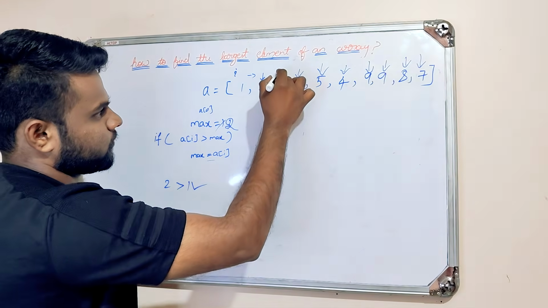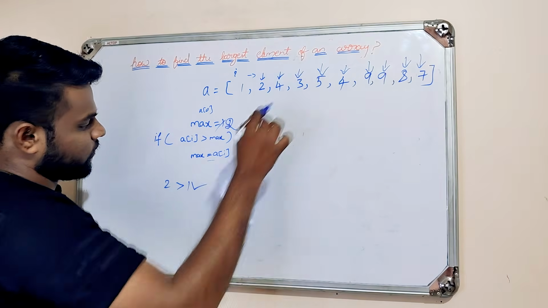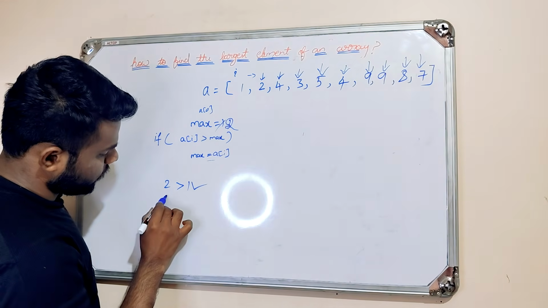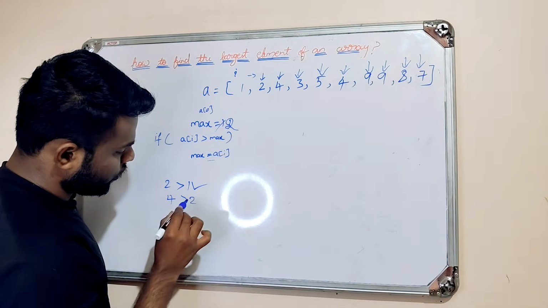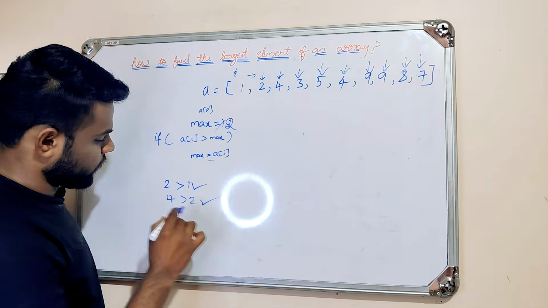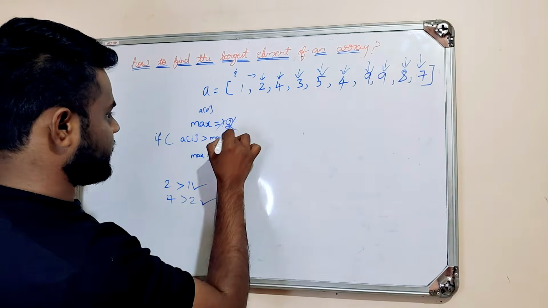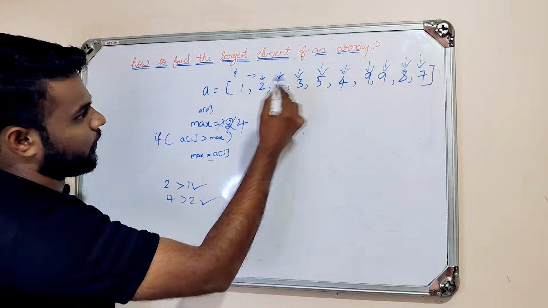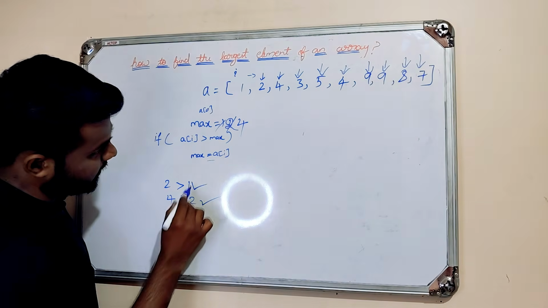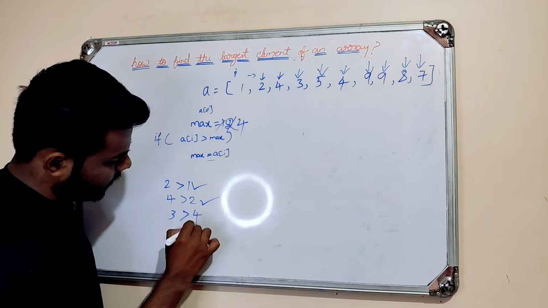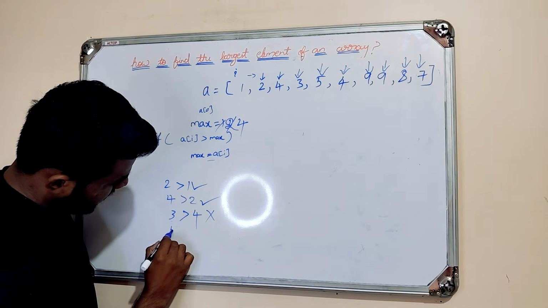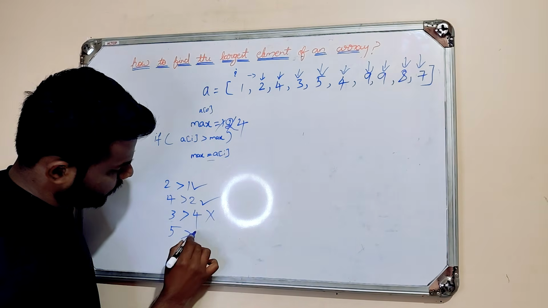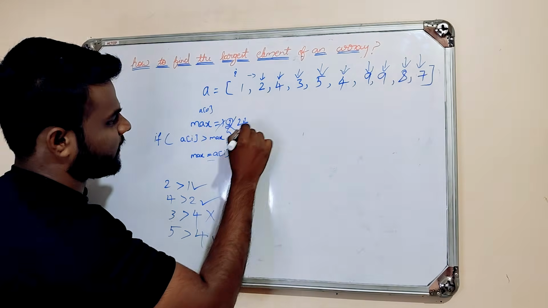Now go to the next element. That element is 4. Go and check. 4 greater than max, 2? Yeah, true. You are going to update this to 4. And now 3. Check. 3 greater than max, 4? False. Now go to the next element. Now check 5 with the max value, 4. Yeah, true. Now update this to 5.